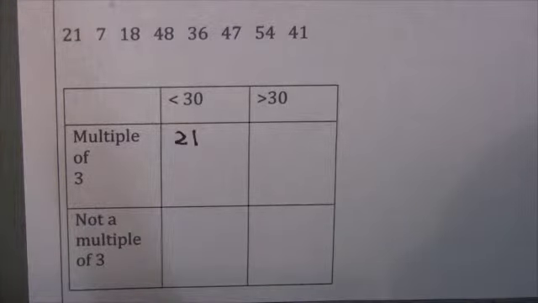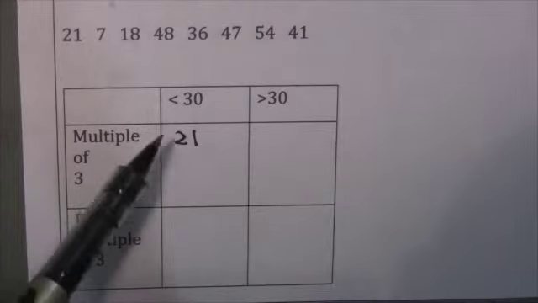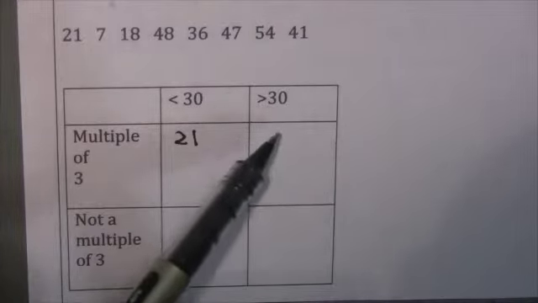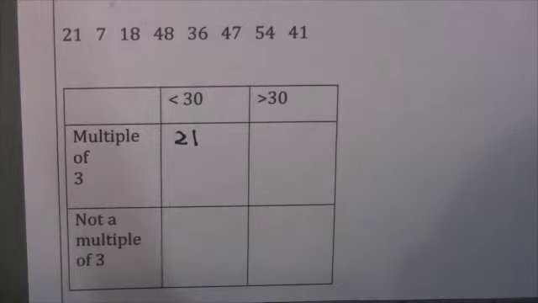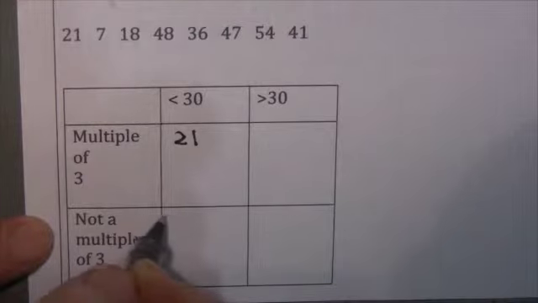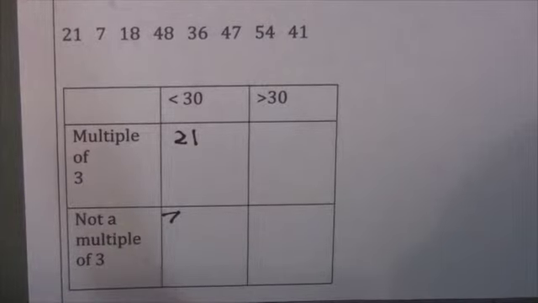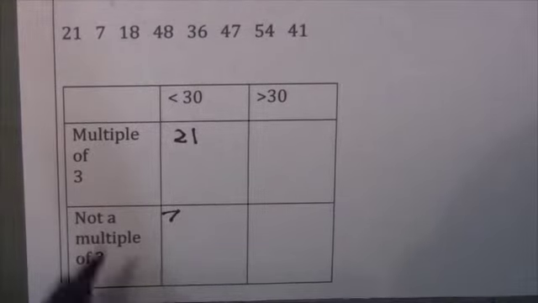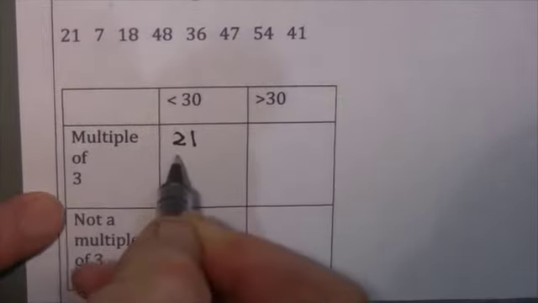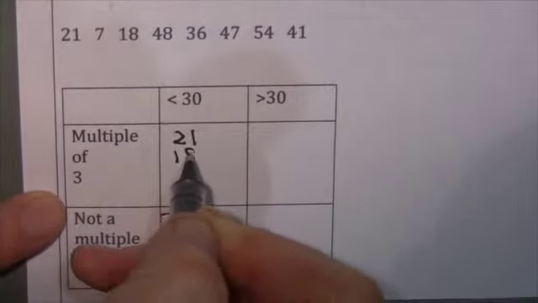The next one is 7. Is it smaller than 30 or bigger than 30? It's smaller, and it's not in the 3 times table, so it's not a multiple of 3. 18, again it's smaller than 30, and it's 6 times 3, so it will go in the multiple of 3.